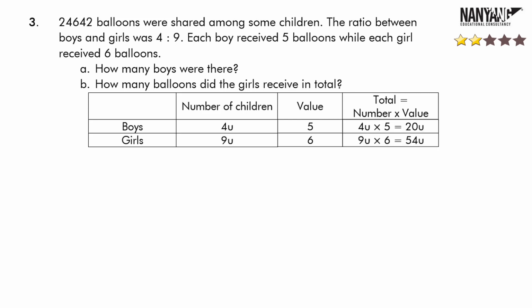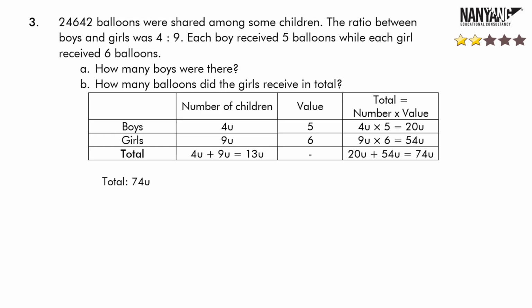Now we can find our number times value. For boy, it will be 4 units times 5, 20 units. And if we do the same for the girls, we should get 54 units. Now let's find the total. The total number of balloons would be 20 units plus 54 units, 74 units.